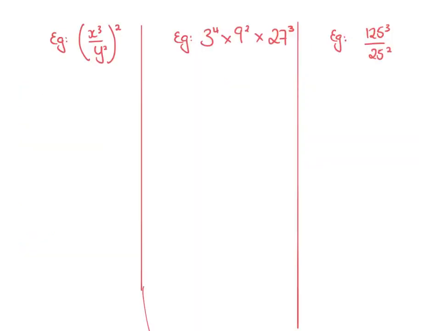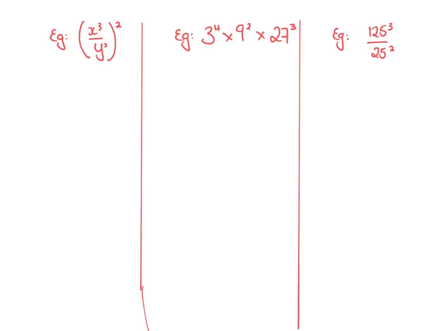Okay, so this first example, the rule is if you have a power outside the brackets, every power inside the bracket will get timesed by it. So this one becomes x to the power of 6 because 3 times 2, and this one becomes y to the power of 4. Okay, with the next example, we can only add if they're the same bases.